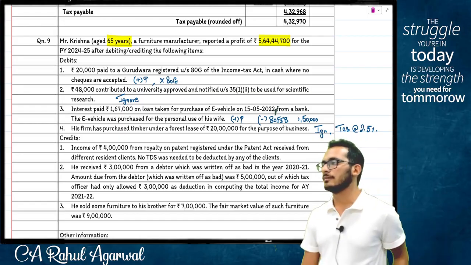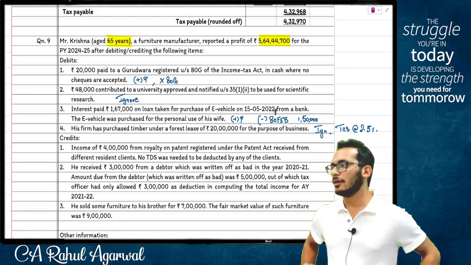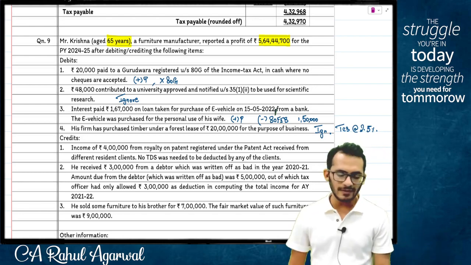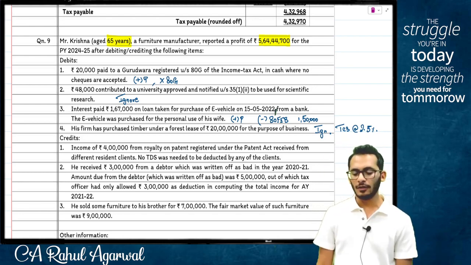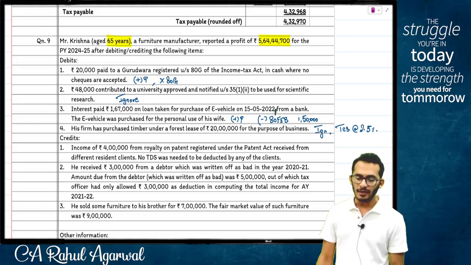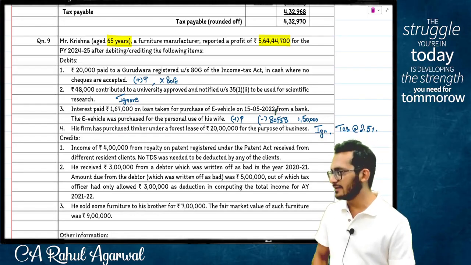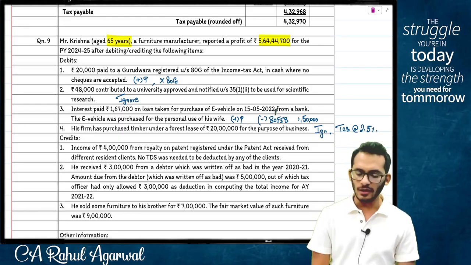People, credits are all your incomes. Either you ignore or you reduce. It says income of 4 lakh rupees from royalty on patents which are registered under the Patent Act, received from different resident clients. No TDS was deducted by any of these clients. I have received income from royalty. The royalty is on patent.